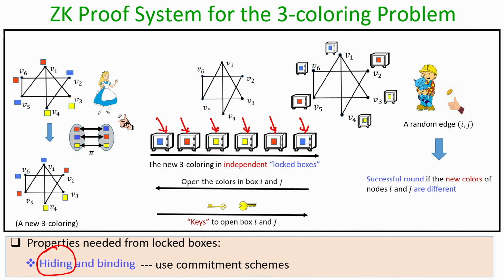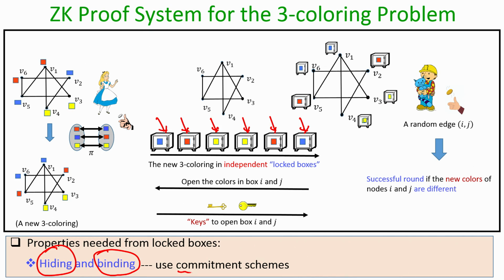And binding property means if Alice is corrupt, then it should not be the case that she puts something inside the box, but when she is supposed to open the box she can turn it or change it into any new content. So, that is the binding property. And now we very well know how to instantiate these locked boxes with both these 2 properties.